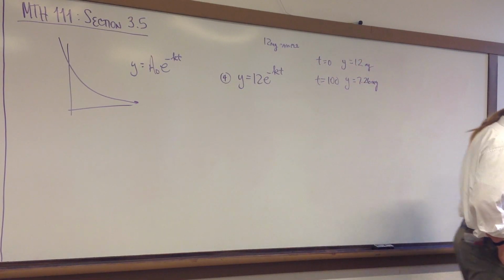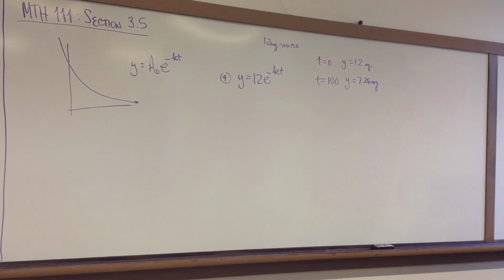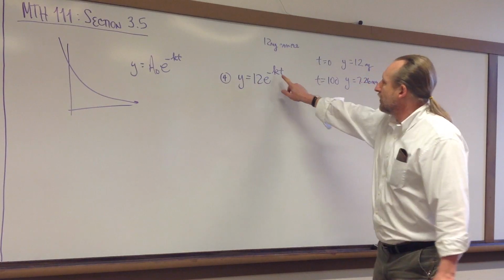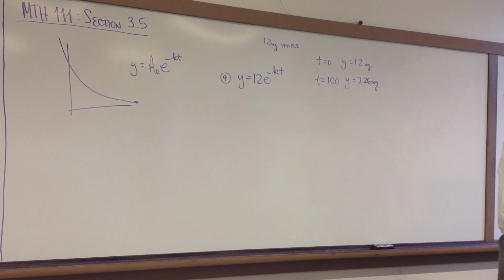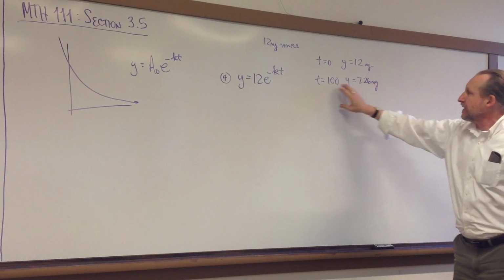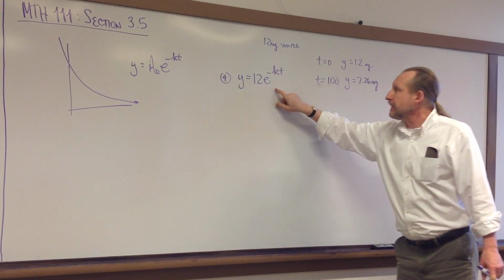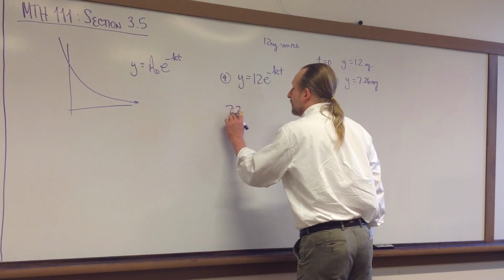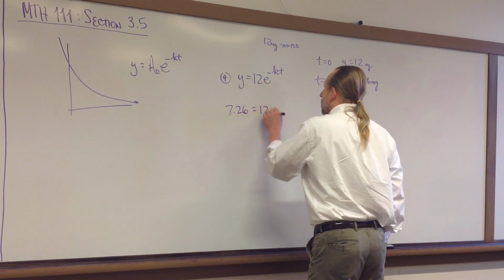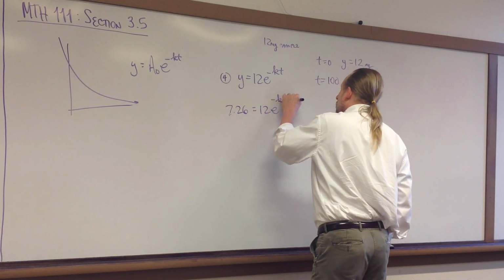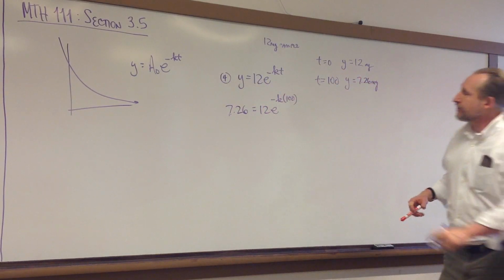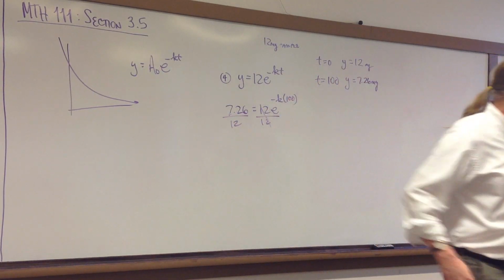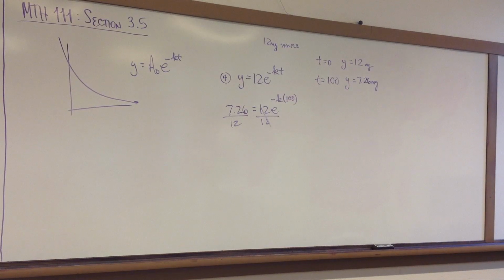All right, so there's our setup. The first question says, what's the half-life? Well, to answer that question, we've got to know the value for k, really. So let's take this information and plug it in here. That'll allow us to solve for k. So the y value is going to be 7.26, and the t value is 100. So first thing we're going to do is divide on both sides by 12, and see what that gets us.